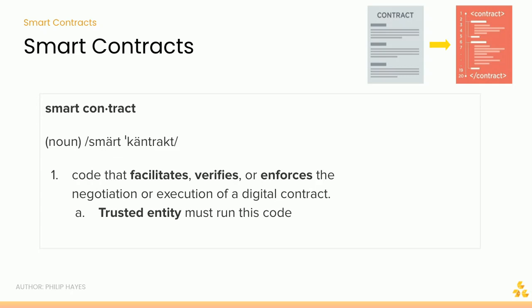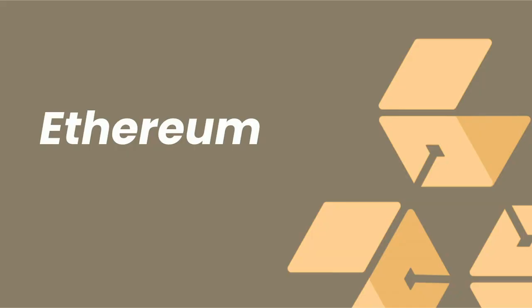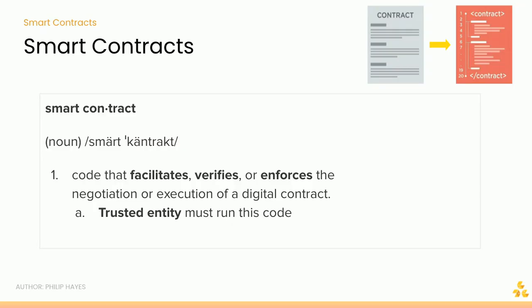So it's a trusted entity that must run this code. In the same way that you trust a real-world contract to follow through on whatever promises were made, you trust a smart contract is going to execute exactly how it's written. So a smart contract is essentially code that is going to execute a digital contract, and we're going to get into that a little bit later. Okay. So that was the intro to smart contracts.